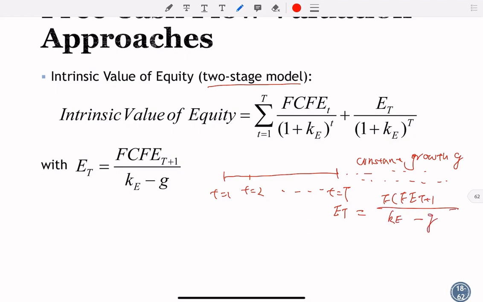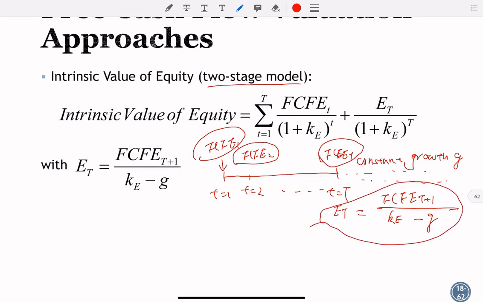And again, we would look at each period's FCFE: FCFE1, FCFE2, and FCFE T. And then we would discount these free cash flows to equity holders and the end of period value, right? And then discounting these cash flows and the end of period value, we would get this intrinsic value of equity.